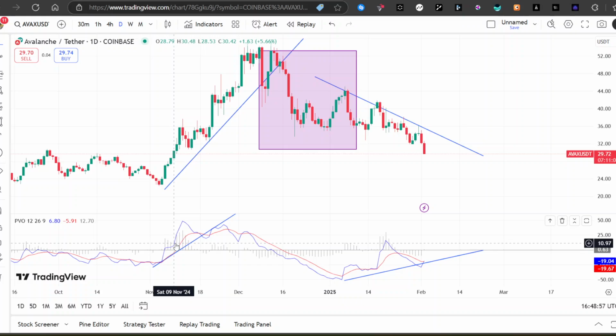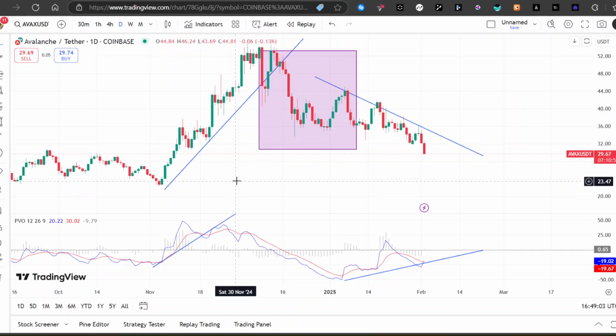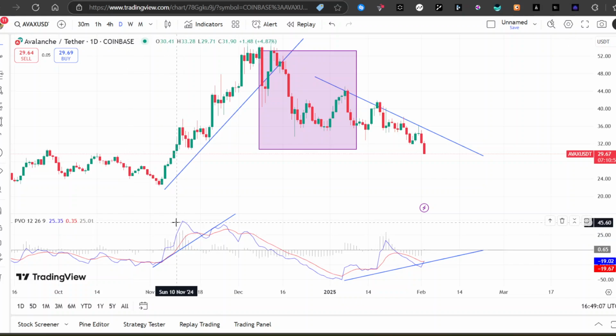And you can also look for divergences, right? If you have a scenario whereby the price is rising but the PVO is dropping, it could be that momentum is getting weak. All right, it could be a divergence signal.